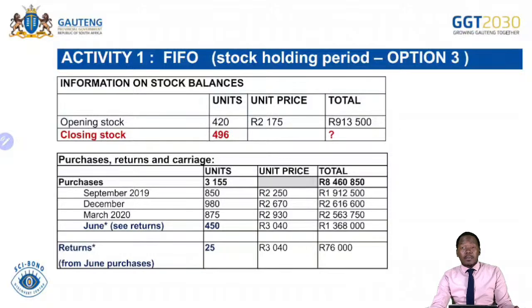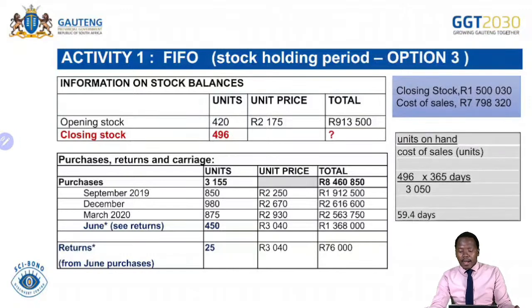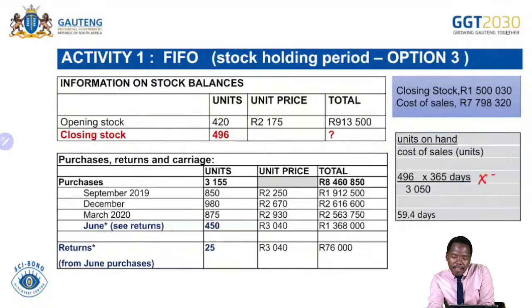Then moving on to our option number 3, grade 12, of calculating this. We can also look at our units again, but now we calculate it in days. So it's 496, which is our closing stock number, divided by 3,050 times 365 days. And then we will get our answer to be 59,4 days. Remember, grade 12, the 365 is multiplying the whole thing.